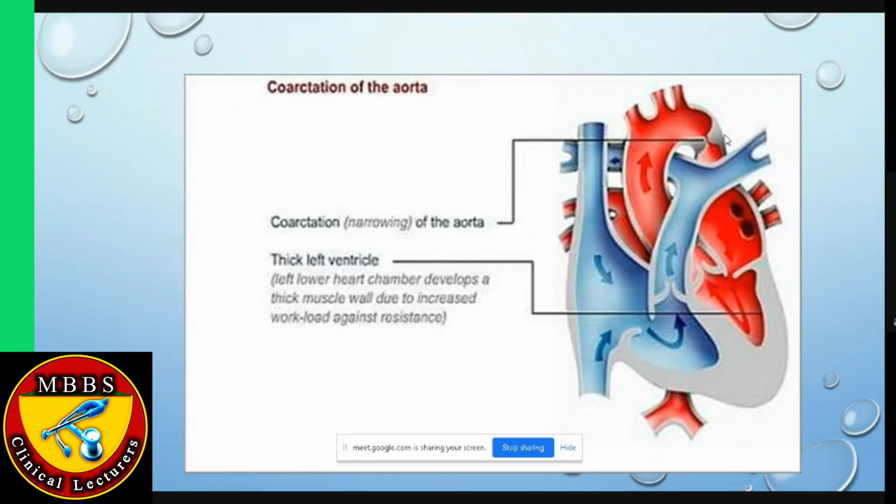Now, if you look at this coarctation, it's occurring over here, you can see how this blockage is occurring, and just because of it, the blood which was coming from the left ventricle would not be able to go to the different parts of the body, and that leads to a thick muscle wall in the left ventricle. You can see that this is the thick muscular wall which is present in the left ventricle due to the increased workload against the resistance. So this is because of the pressure which is increased, and the ventricle has to work more to do the work, and so it develops more muscle to work hard.